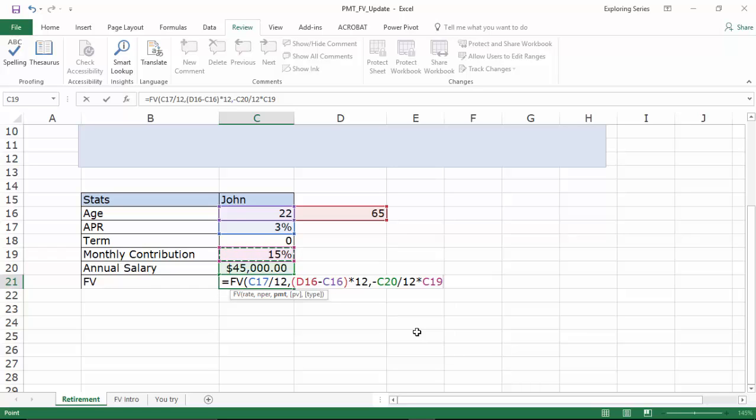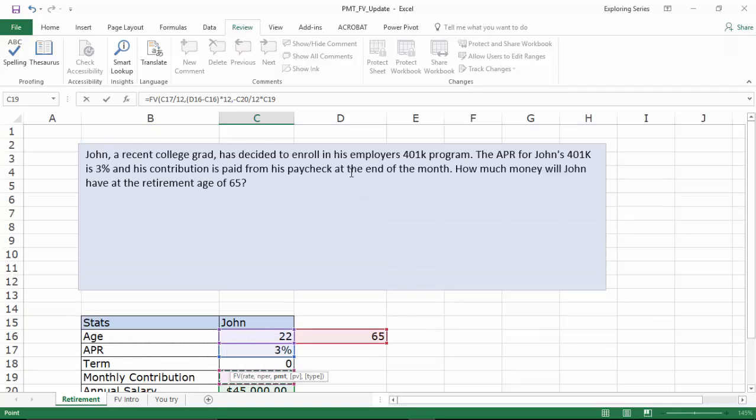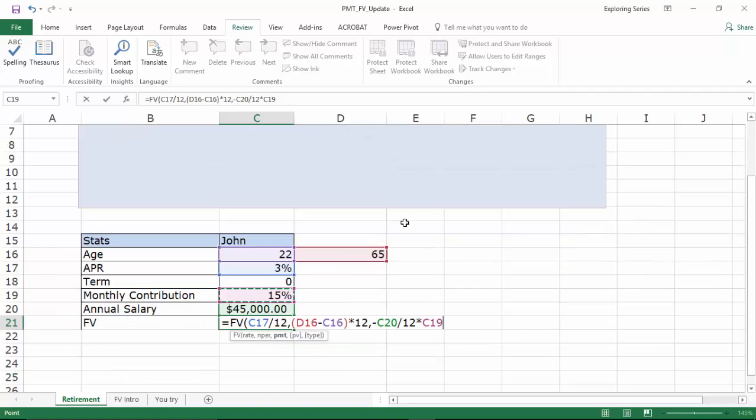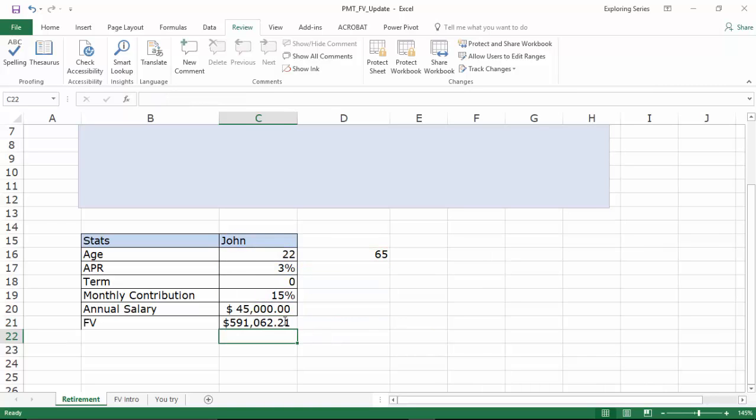Now, there is no present value here because he doesn't have to have money for an opening investment. It does not specify, I don't think it specifies. Yeah, it does. It specifies the end of the month, which means that the type is 0. So if it's 0, you can leave it blank. So if I go in and close this off, I find out that at the age of 65, John will have $591,000 and some change. So 591.6221, the future value function.